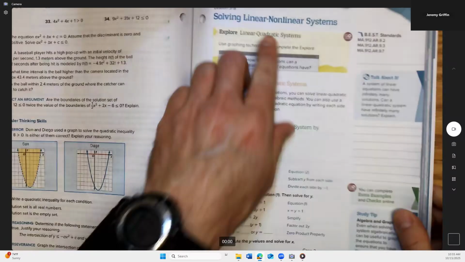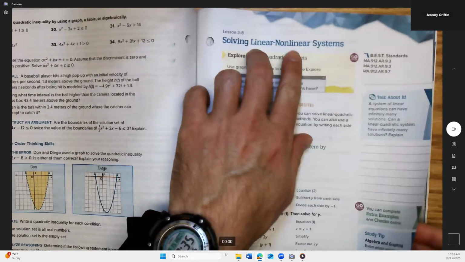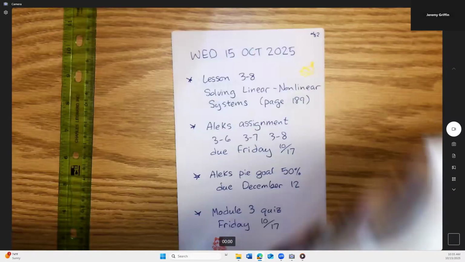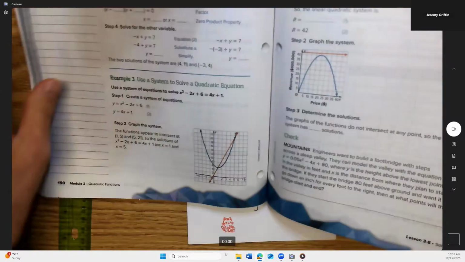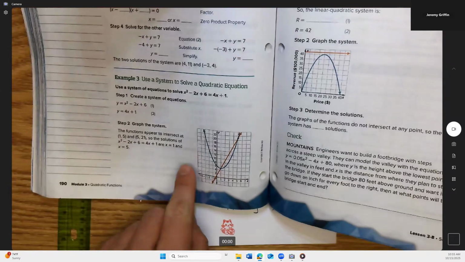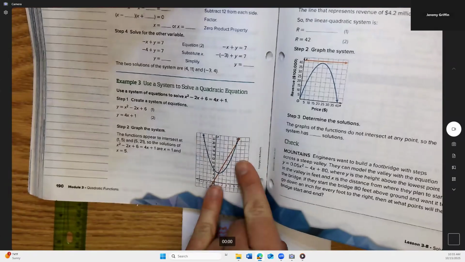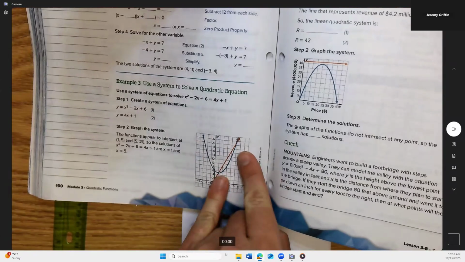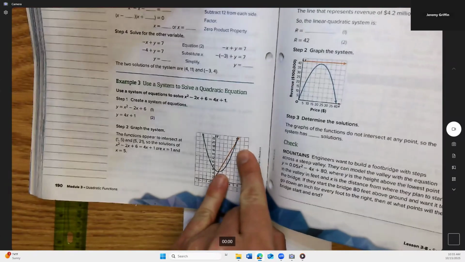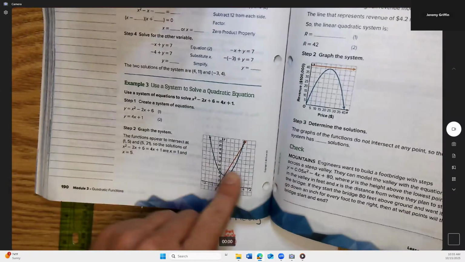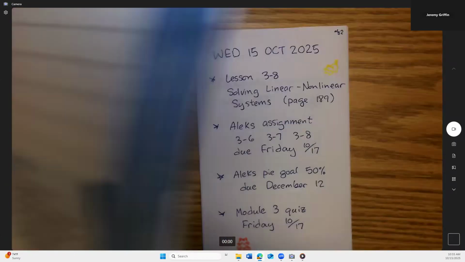So you guys know linear is just a straight line. Nonlinear, well, there have been parabolas all through this module. A really good visual example that I'm going to do with you guys is on the next page, Type 3. You see this blue parabola and this straight orange line that goes through it. There are two places where they cross, and those would be the solutions of the system of equations. There's an answer there, and there's also an answer there. So they cross. I'll do that one with you guys.